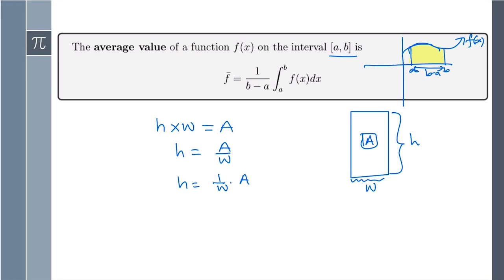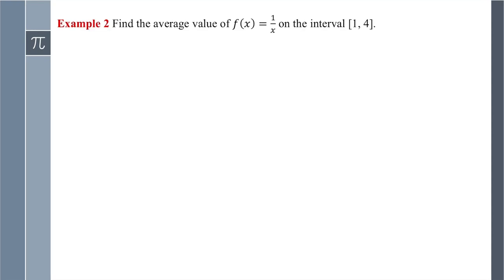So let's look at an example. We are given a function f of x equals 1 over x on the interval 1 to 4, and we are going to find the average value of the function. We already know that the average value f bar is given by 1 over b minus a, so b is 4, minus a is 1, times the integral from 1 to 4 of f of x dx. So f of x is 1 over x dx. That equals 1 over 3.